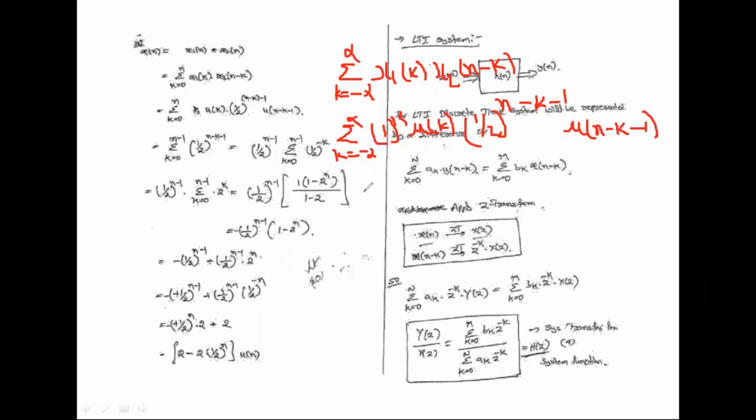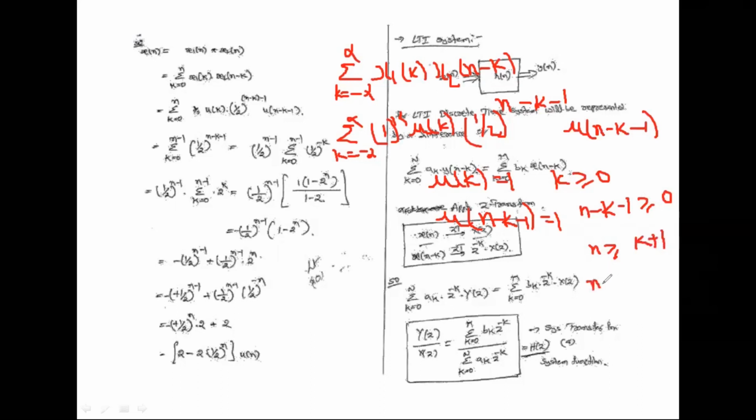What matters to us? mu of k is equal to 1 for k greater than or equal to 0, and mu of n minus k minus 1 is equal to 1 for n minus k minus 1 greater than or equal to 0. Got it, my dear students? So n is greater than or equal to k plus 1.